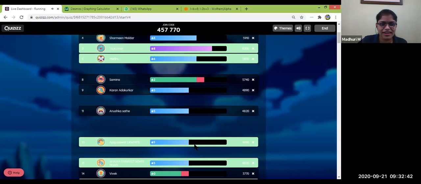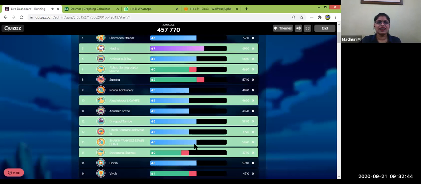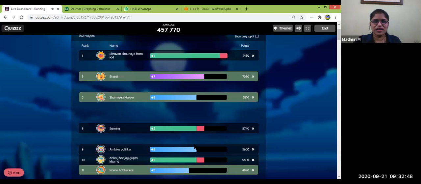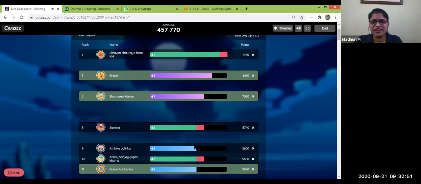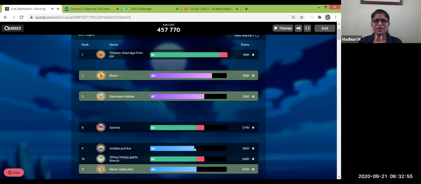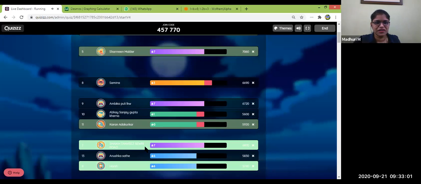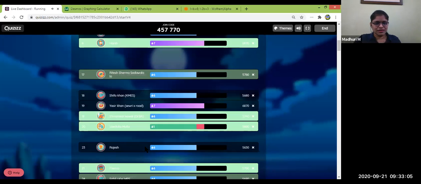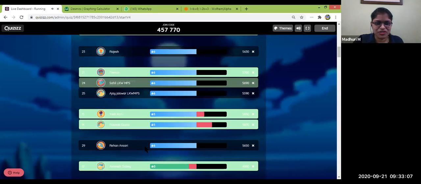Anushka Sathe is on 11th. Karan is on 9th. Go ahead, students. You all are doing great. Read the question carefully. Oh no, Shravan has got one wrong, and now there's room for others to make it to the top 10 on the leaderboard. Fantastic, very good. Samina is on 8, Anushka is on 13. Very nice, students, you all are doing great.